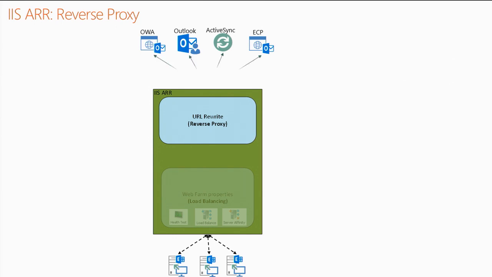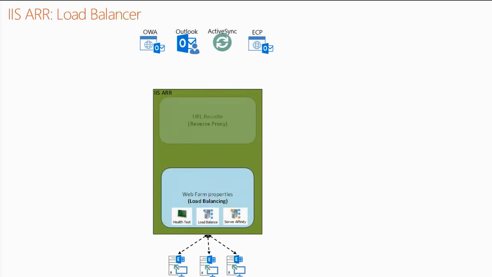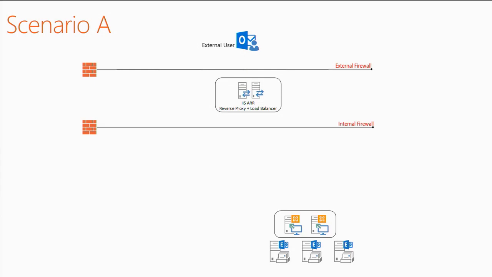Now, when the traffic comes and hits the IaaS ARR server, the first component that picks it up is the URL rewrite. And because I've not configured anything, it's like a pass-through. It just goes down. On the flip side, for load balancers, you get the point I'm trying to make. The traffic comes in, nothing happens, it goes through. It's just a simple load balancer. So keeping these things in mind, let's take scenario 1.